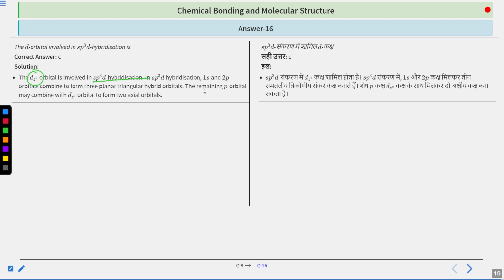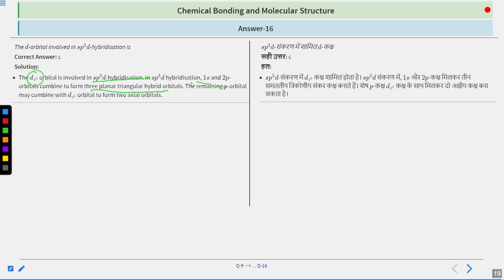Now why is it so? Because in sp3d hybridization, one s and two p orbitals combine to form the trigonal planar hybrid orbitals. The remaining p orbital may combine with dz square to form two axial bond orbitals. So the triangular planar structure is formed by the overlap of s and p, and your dz square, the axial one, is formed by the p orbital combining with dz square. Now the question could come: why are we taking dz square?